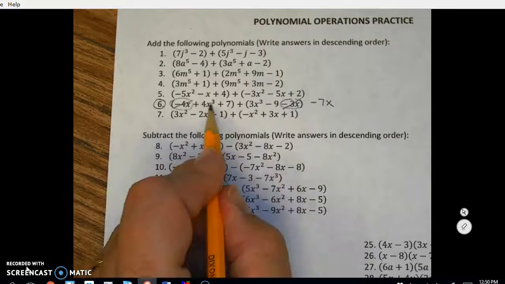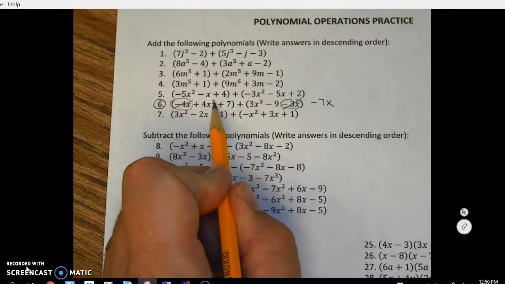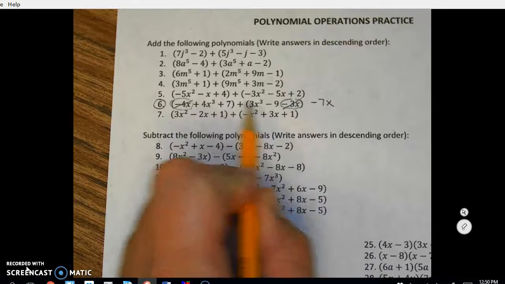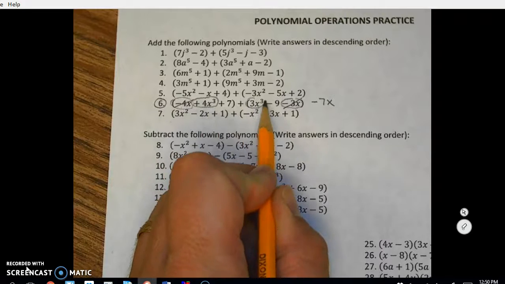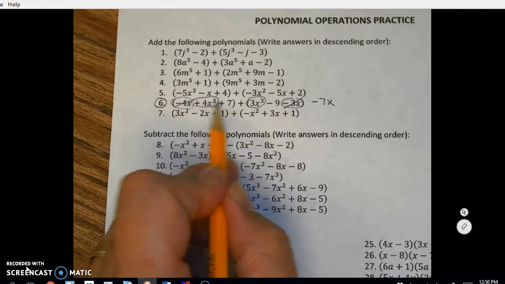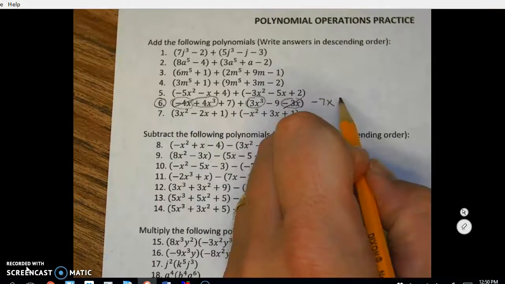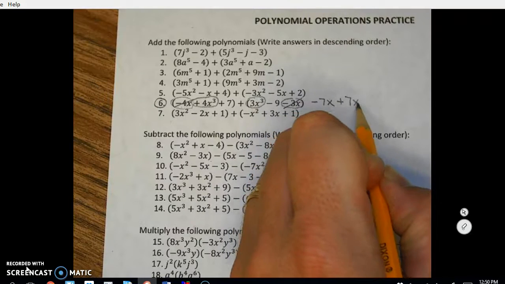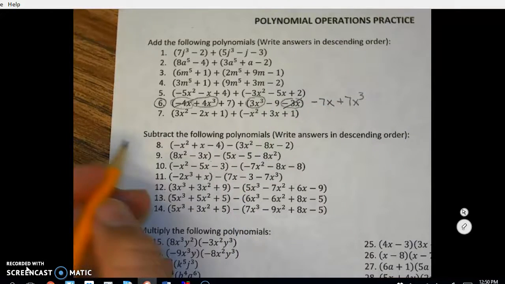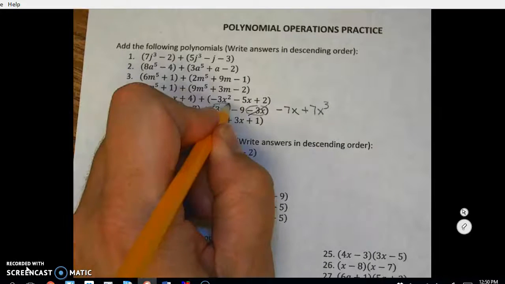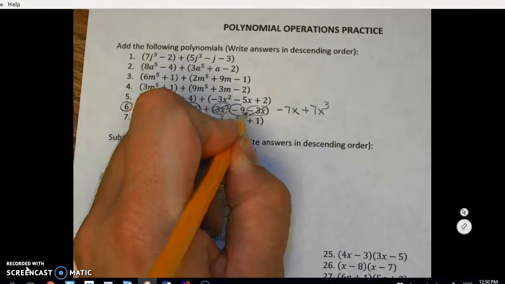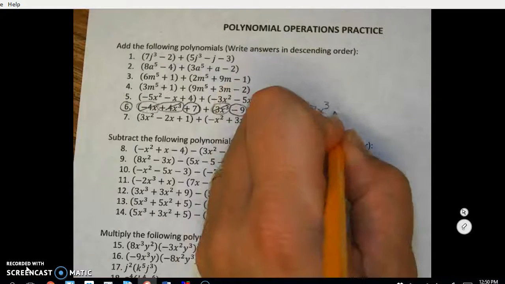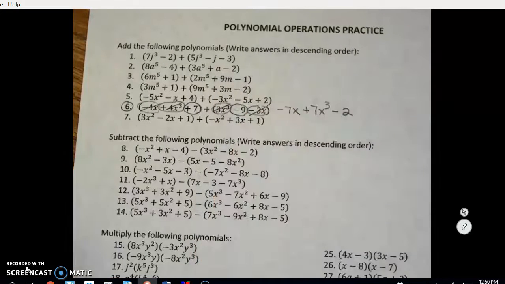Okay, next term, we have an x cubed term. So here's an x cubed term, so these two get added. So 4 plus 3 is 7x cubed. And those are done. Then we have a couple constants here we can add together. So 7 plus negative 9 is negative 2.